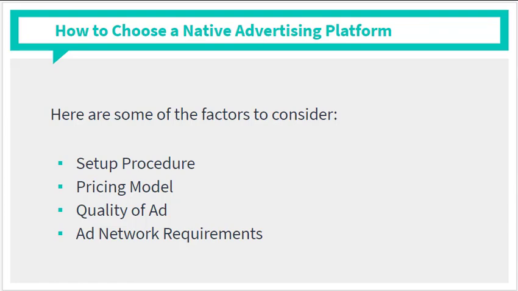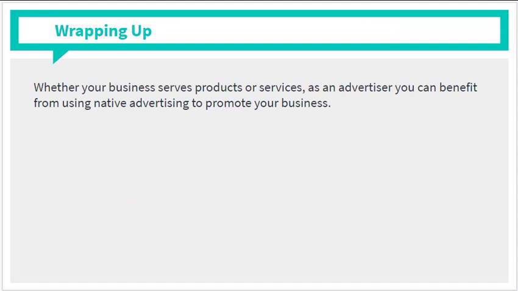So when looking for the right ad platform for your company or business, you need to ensure that you are taking all factors into consideration, including your website traffic, company advertising budget, nature of media or content you want to serve, and the type of network you are looking for. So here are some factors to consider: setup procedure, pricing model, quality of ad, and ad network requirements.